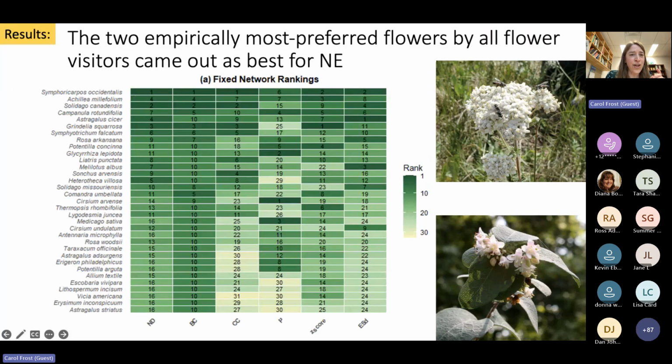Now, here are the results. The two empirically most preferred flowers by all flower visitors came out as the best for natural enemies too. Symphoricarpos occidentalis and Achillea millefolium, western snowberry and yarrow, were at the top of the list by 3 metrics, the second by 2 metrics, and sixth by 1. So this is actually an independent route at arriving at the same thing, because remember, the preference metrics calculated from this data set did not rank these species highly, just the empirical tests did. So this actually kind of lends support for this idea that network importance metrics may be a good way to get at flower importance.